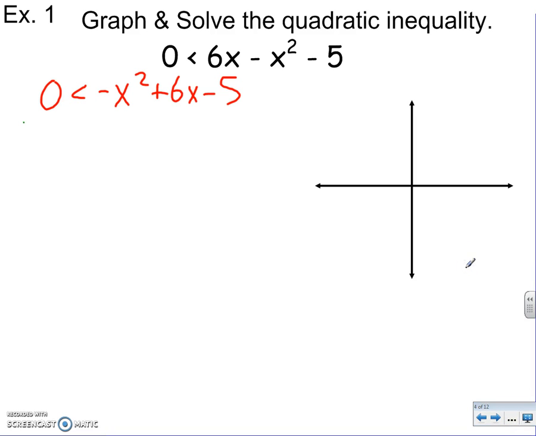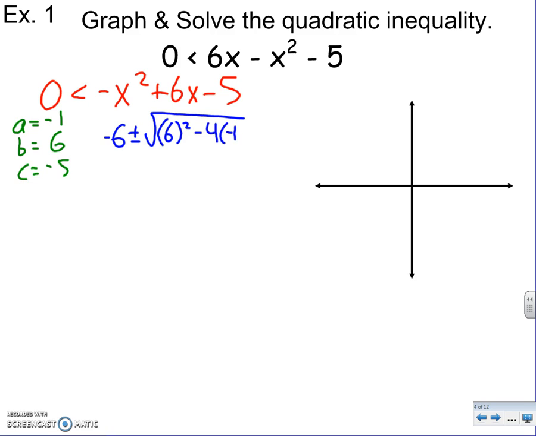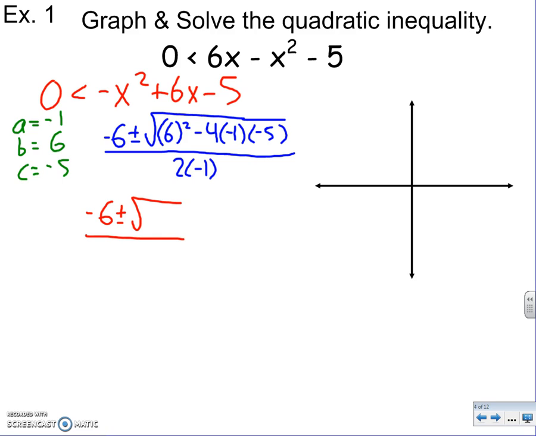All right, so A, B, and C. A is -1, B is 6, C is -5. Plug into the formula we've used so many times. So negative B plus or minus the square root of B squared in parentheses minus 4 times A times C, all divided by 2 times A. All right, now we do the inside, the discriminant, the number inside the square root. For that, I'd use a calculator. By the way, make sure you know the bottom is -2.